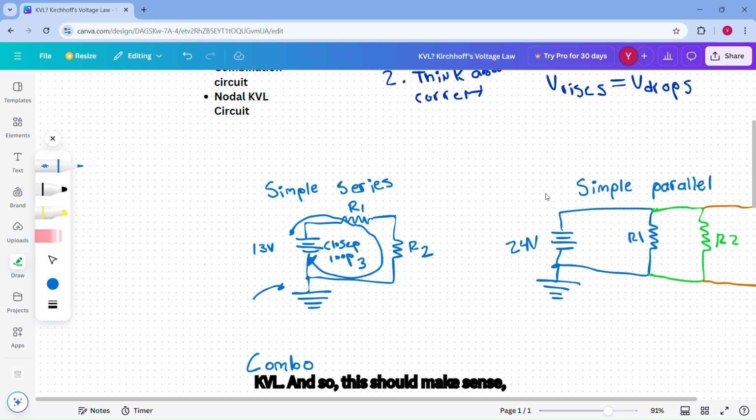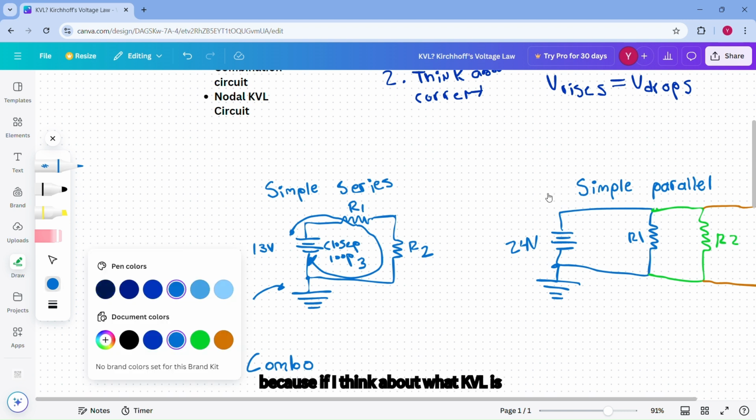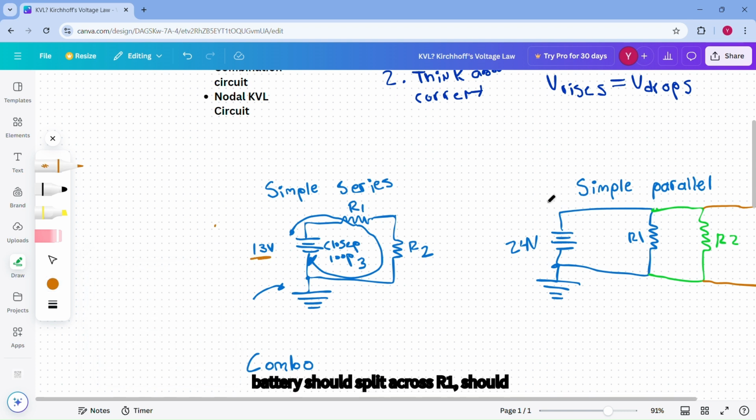KVL. And so this should make sense, because if I think about what KVL is saying, it's saying that this 13-volt battery should split across R1, should split across R2. It should split across that combination of the two. This sounds familiar to that idea of a voltage divider rule that we had and what we know about series circuits. So this should make sense. So we have our loop. We have one loop, and now we have three components in that loop.